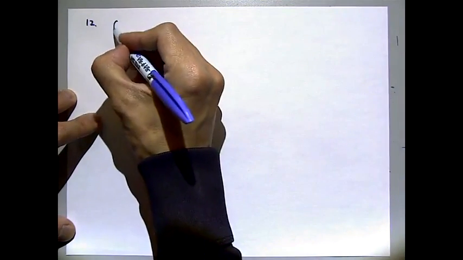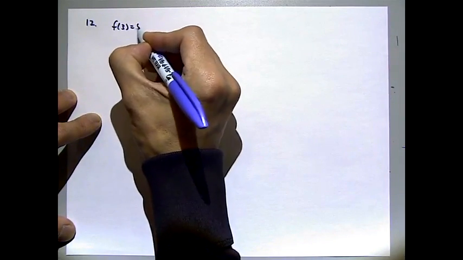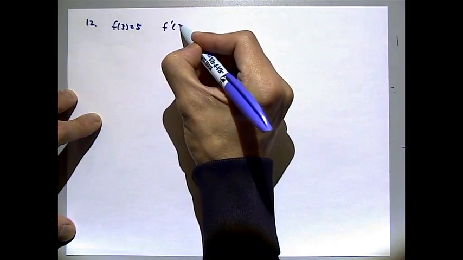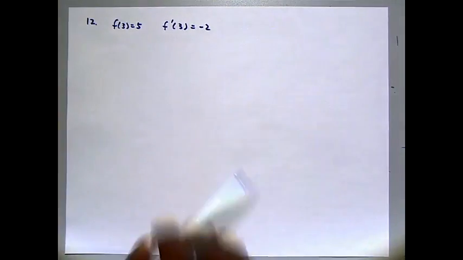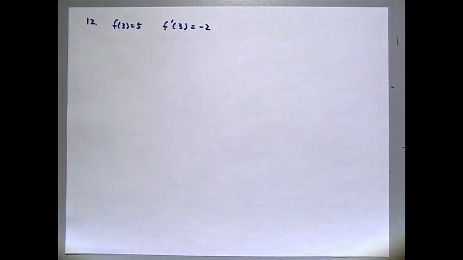Okay, we got time for one more, so let's do 12. For a differentiable function f of x, it is known that f of 3 is equal to 5, and f prime of 3 is equal to minus 2. Use a linear approximation to get the approximated value of f of 3.02.